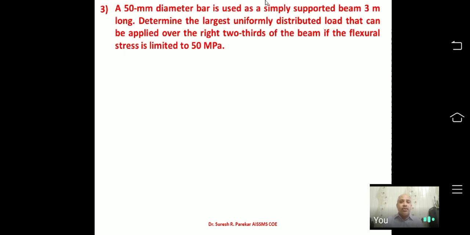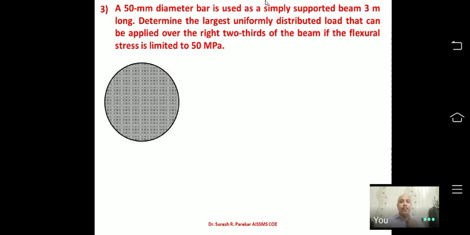Now in the third problem we have a circular section. A 50 mm diameter bar is used as a simply supported beam 3 meter long. Determine the largest UDL that can be applied over the right 2/3 of the beam if the flexural stress is limited to 50 MPa. Now the first two problems are simple. Either M is given or we have to calculate M, and just substituting values in the formula, I will get the value of bending stress.